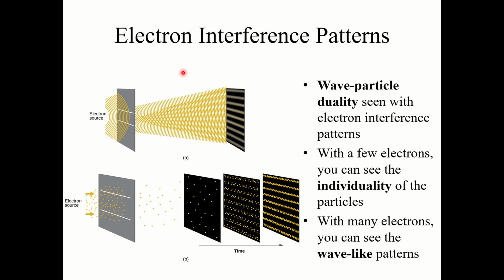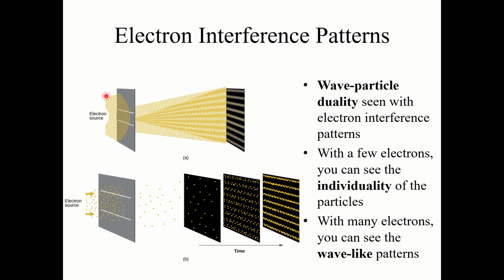All right, let's briefly talk about electron interference patterns. At the end of the first section, we talked about interference patterns. Now electrons, they too have interference patterns, because electrons are so small that we notice the wave-particle duality much more than we do with macroscopic scale objects.